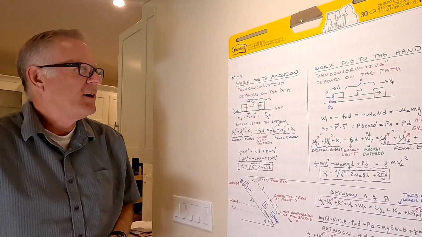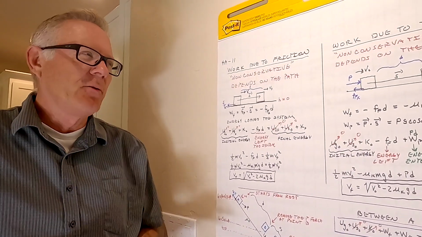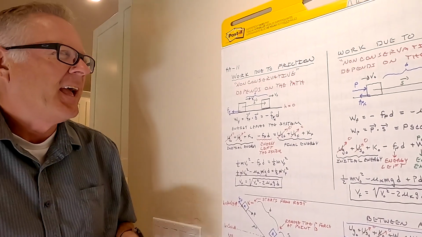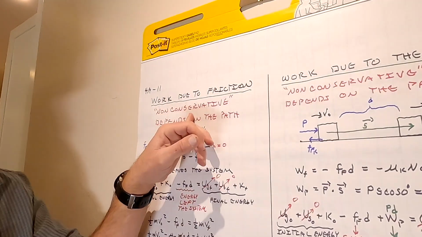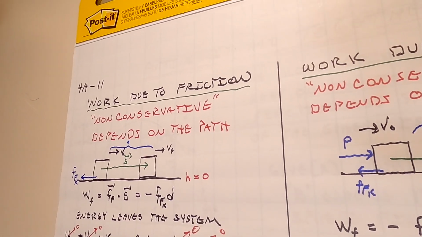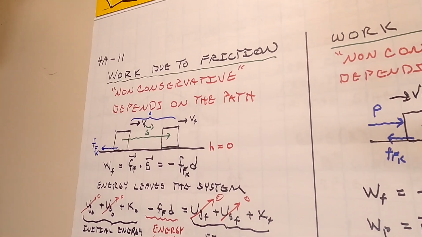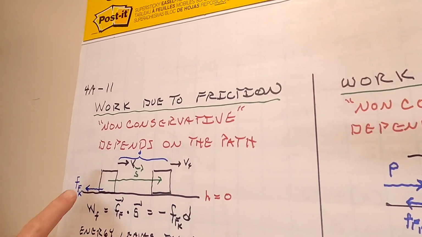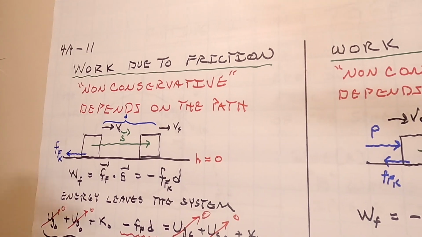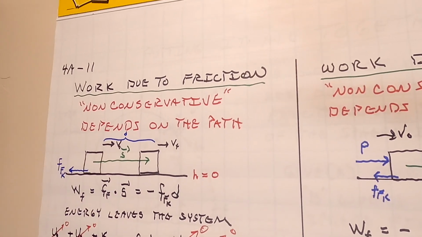So now I want to look at the case where we do have friction and we do have the hand force right there. And the work due to friction is a non-conservative force. That doesn't mean it's a liberal force, right? It just means non-conservative right here, okay. And this one depends on the path. So it depends how you get from point A to point B.